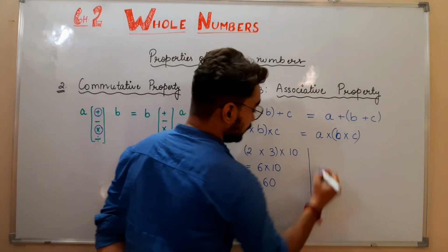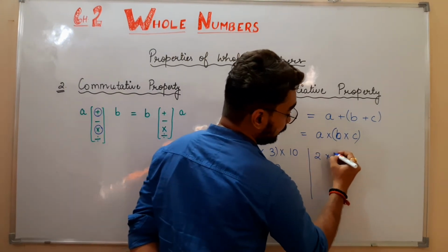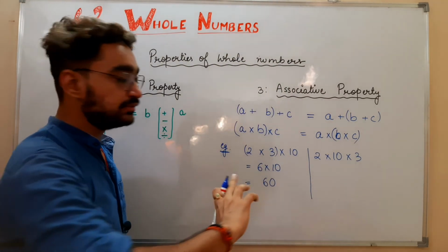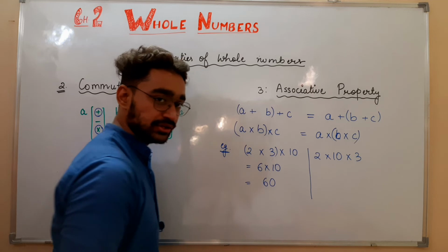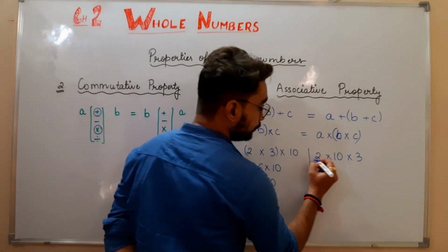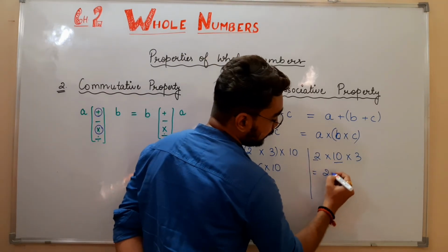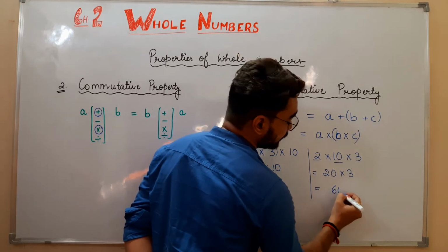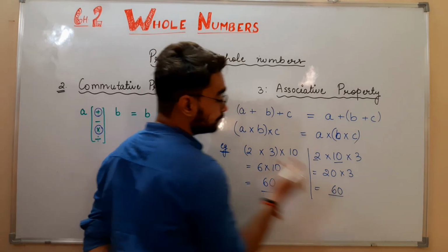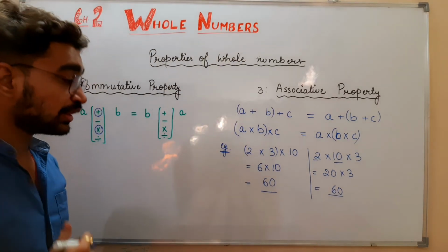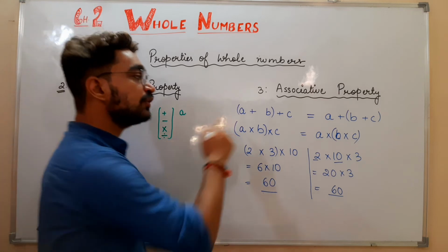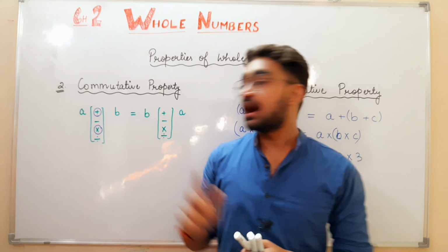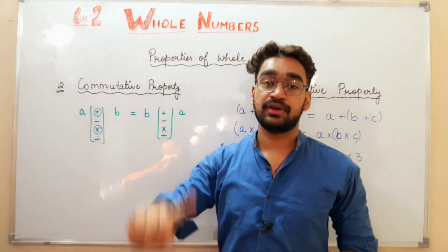Here I am checking 2 into 10 into 3. What I did is I just changed the order of multiplication. Now you can check, 2 into 10 is 20, into 3, then 2 3s are 60. Both answers are the same? Yes. Always the answer will be the same. Even in the case of addition also it will be the same.